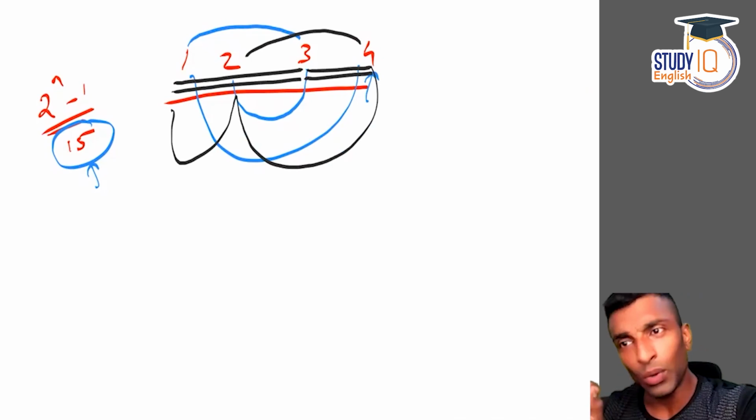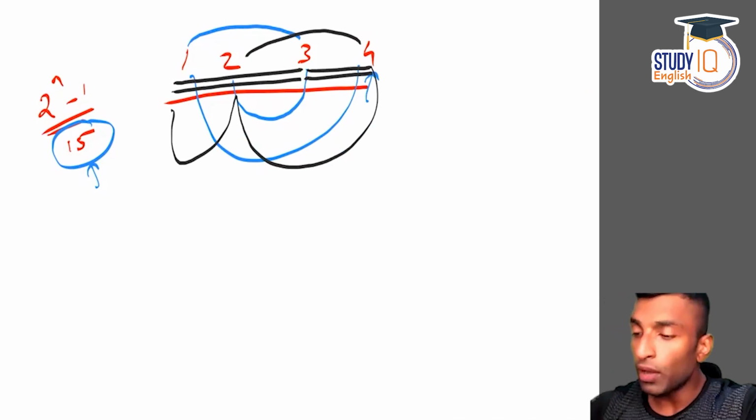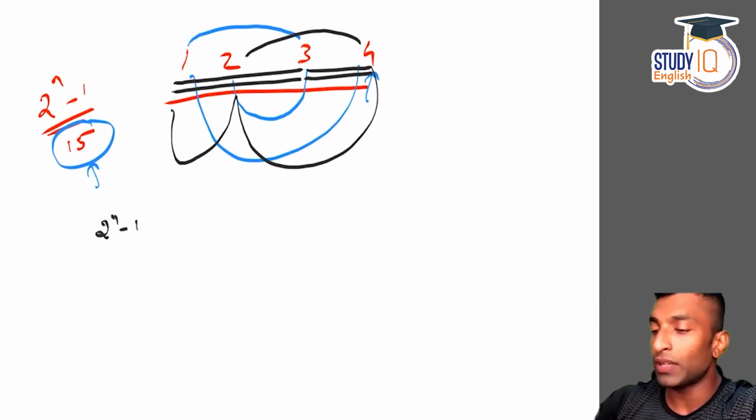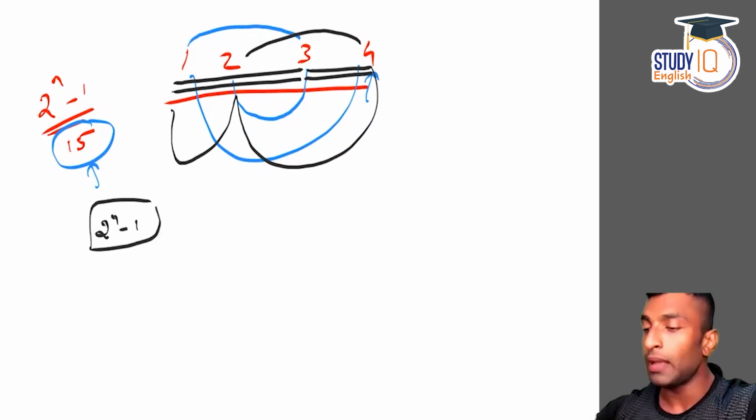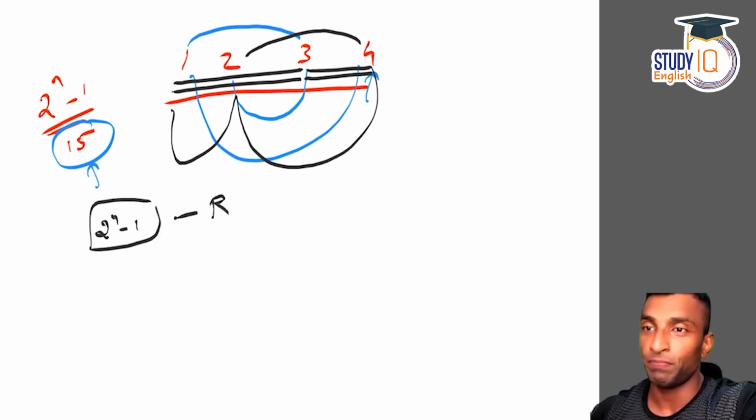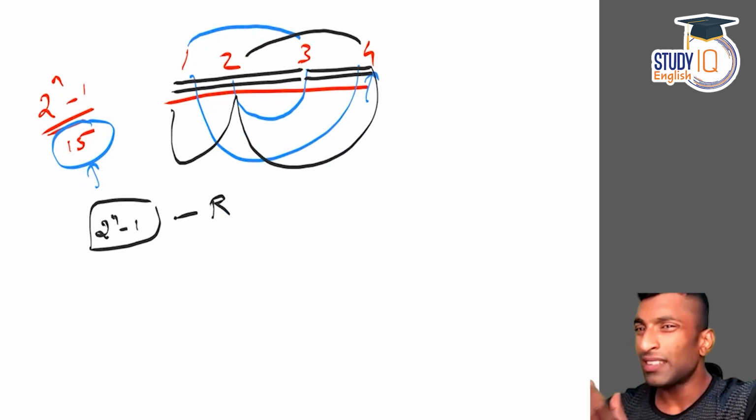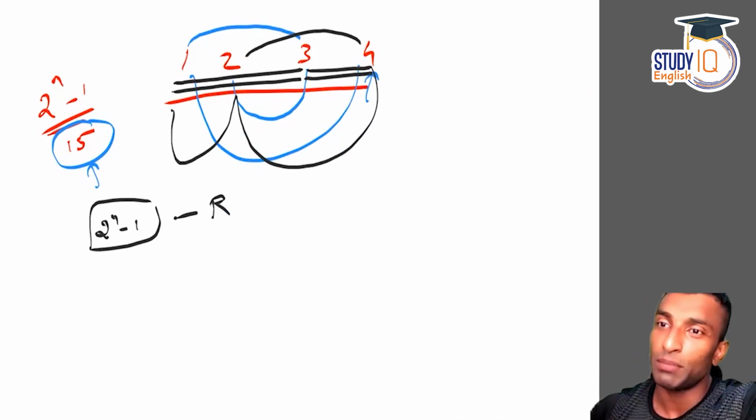Some of you will find that counting repetition is easy. If so, what I need to do, 2 raised to n minus 1 is my total possibility minus the repetition. If the coins are somewhere close to each other, there is a possibility of repetition.